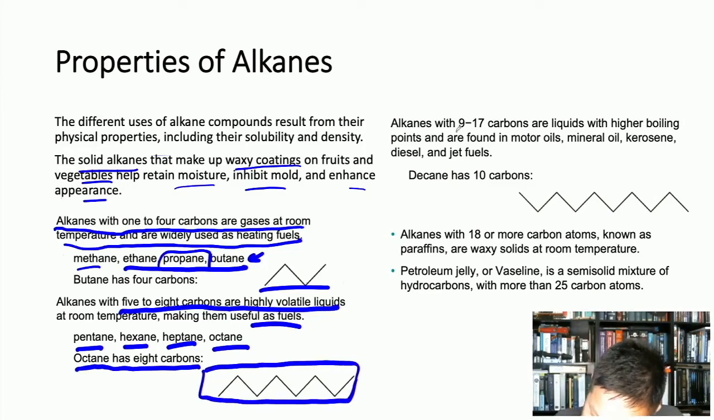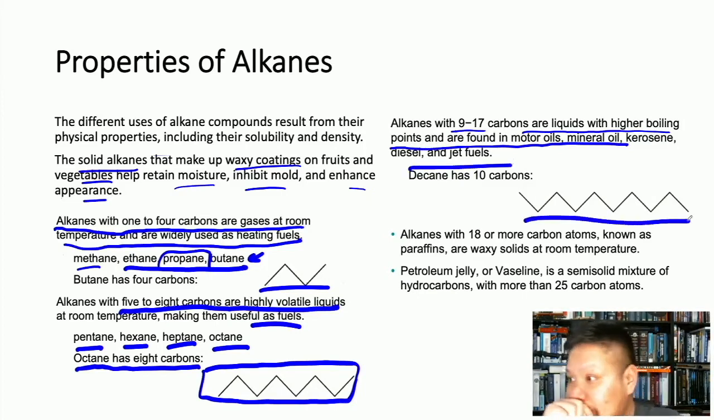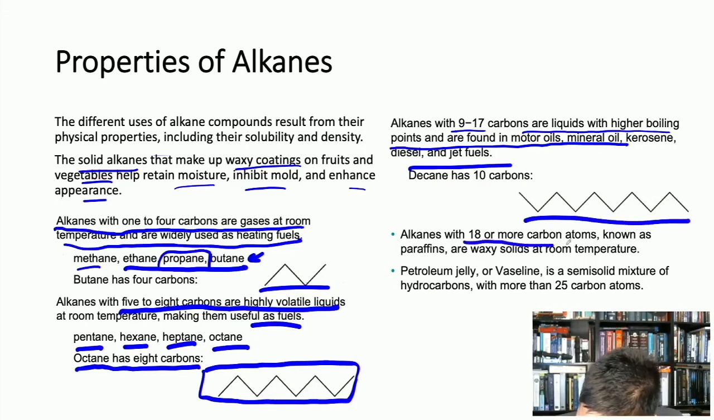Alkanes with 9 to 17 carbons are also liquid with higher boiling points. And they're found in motor oils, mineral oil, kerosene, diesel fuel, and jet fuels, right? So decane there, of course, that's 10 carbons, right? Alkanes with 18 or more carbons are known as paraffins. They're waxy solids at room temperature, right?